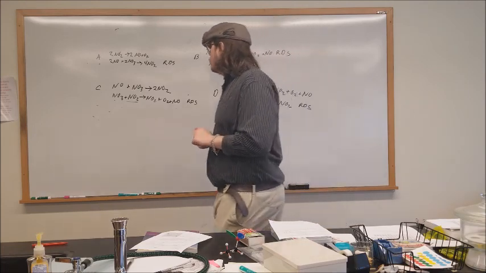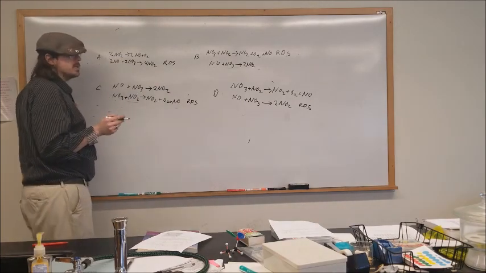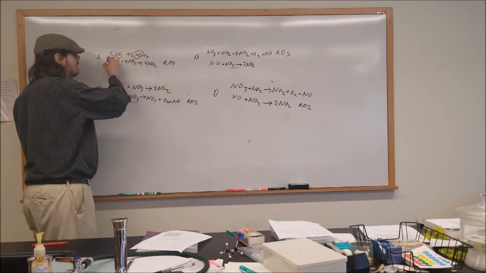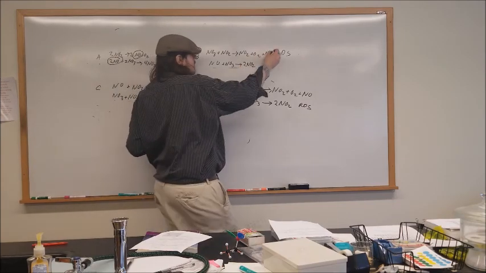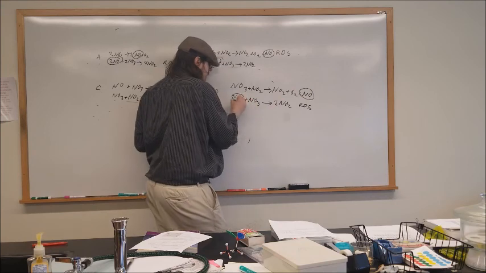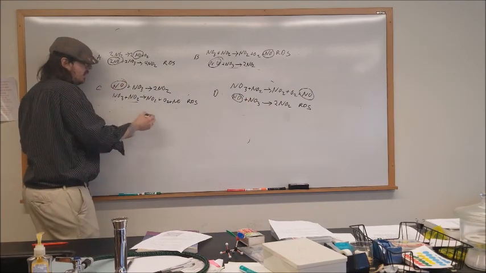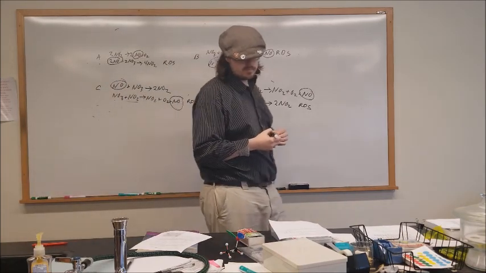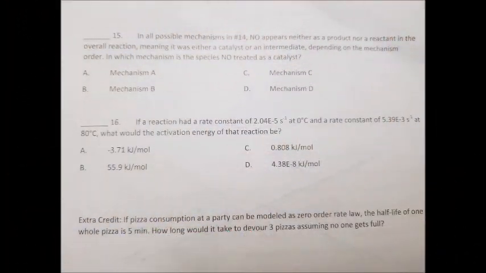So in that case, we're looking for which one has NO in the first equation as a reactant, and in the second equation as a product. There's NO in the middle, the end, and the beginning. There's NO at the end and at the beginning. Only in equation C is NO a catalyst, where it's at the beginning and the end. So mechanism C has NO as a catalyst.